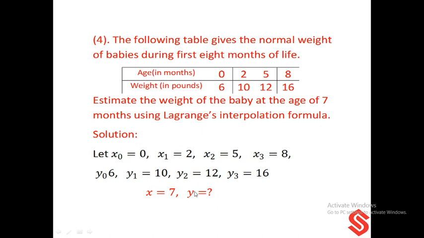So here first you write the given data. So say age is the variable x and weight is the variable y. So we write the data x0 is equal to 0, x1 is equal to 2, x2 is equal to 5, x3 is equal to 8, y0 is equal to 6, y1 is equal to 10, y2 is equal to 12, y3 is equal to 16. So we need to find y at x is equal to 7.